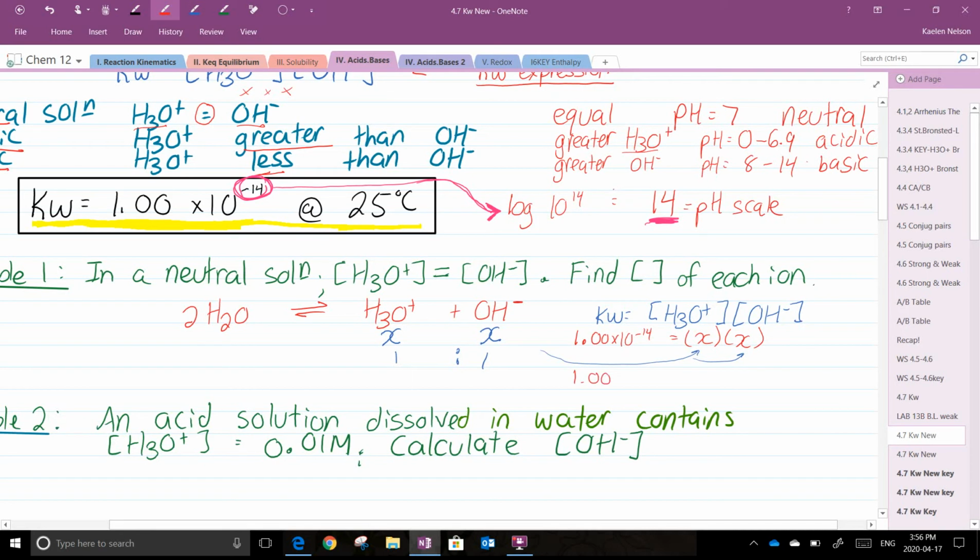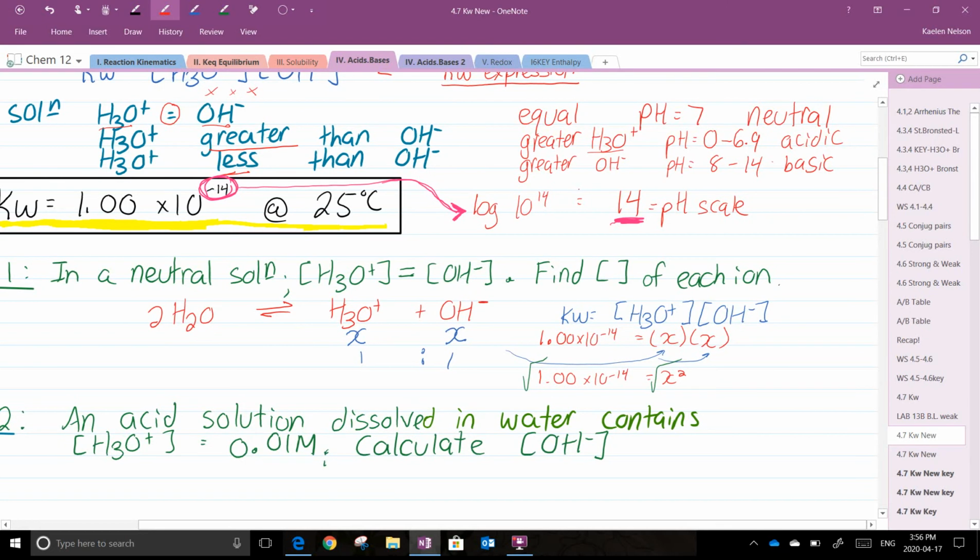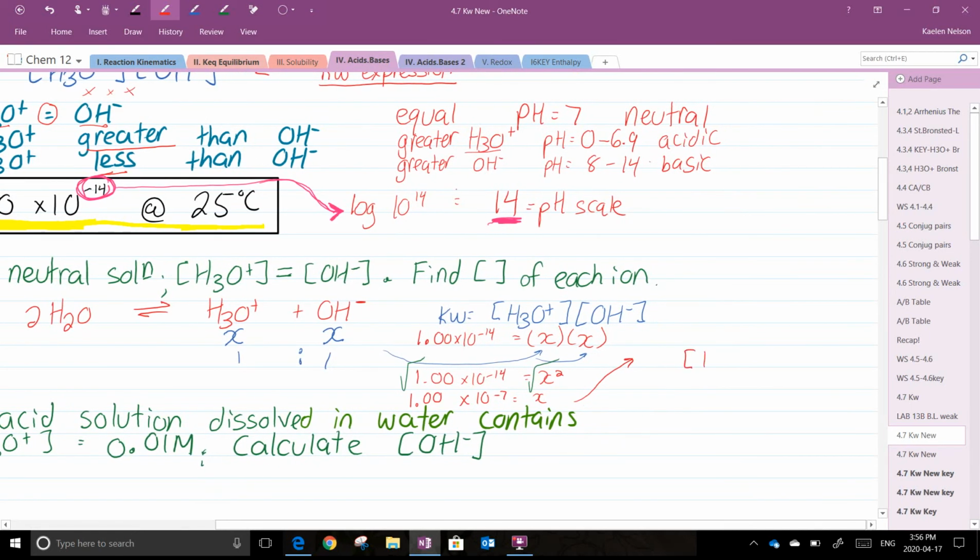So 1.00 times 10 to the negative 14 equals X squared. Then I can take the root on both sides, and as an answer I get 1.00 times 10 to the negative 7 is equal to X. Just like in Keq, it's asking you for each ion, so you want to go back at the end and list your ions. Both of these are 1.00 times 10 to the minus 7.